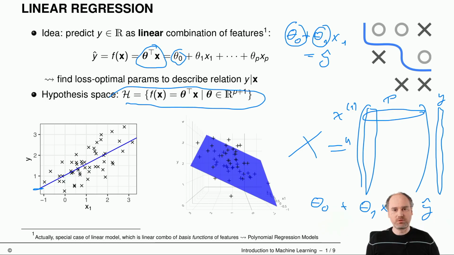We can also do this in 2D, and then the model would look like, I'm not going to write this down again. This would be theta 0 plus a slope theta 1 for x1 times x1 plus a slope theta 2 for x2, right? And then we get something like a hyperplane in terms of our prediction surface.